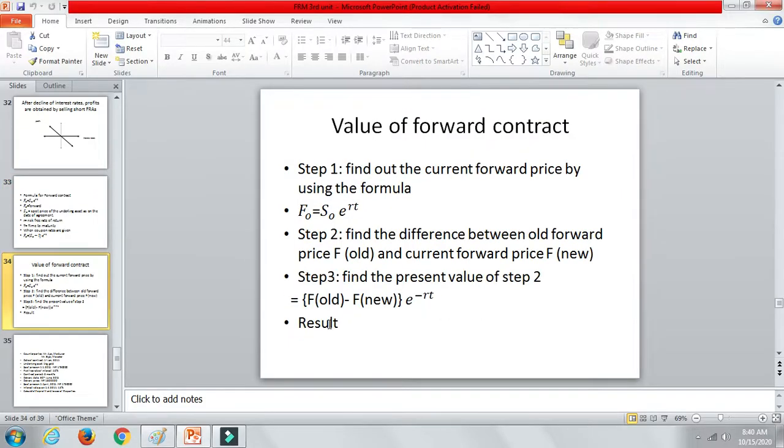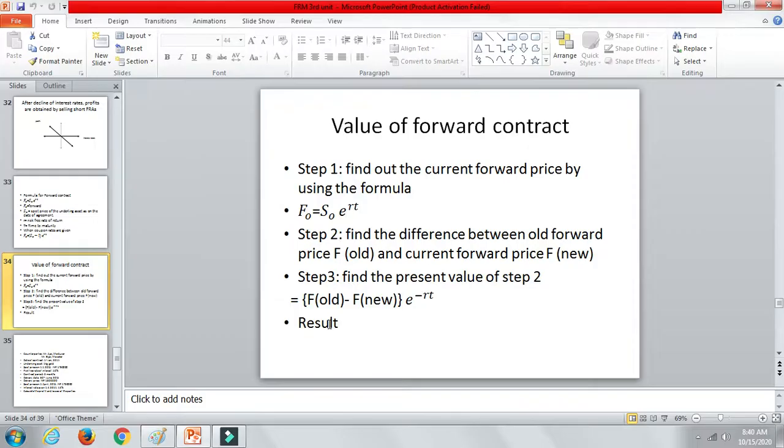This is another one. There are certain steps to calculate. Whenever he asks you what the profit or loss of the parties is, only the buyer and seller are the parties to the contract. Whenever he asks you in the exam to calculate the profit or loss to the parties.